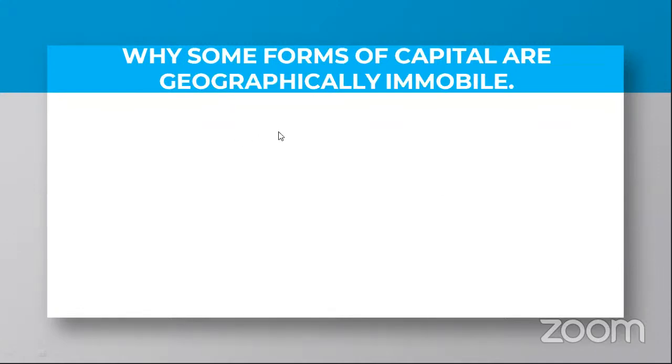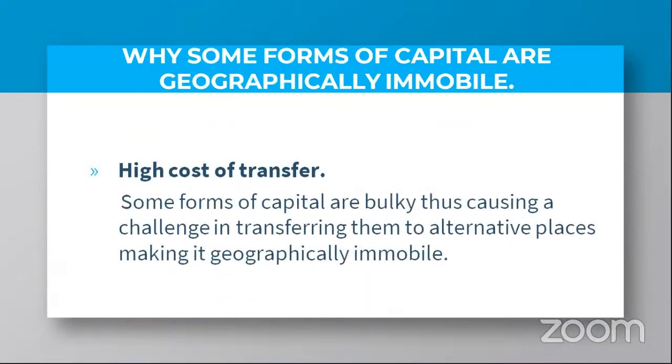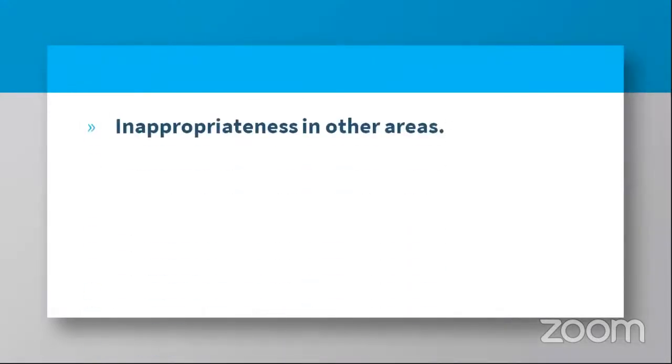Okay, without wasting time, I believe people would like to hear from this side. Now, there is this point here. High cost of transfer. The moment costs are too high of transferring capital, then that capital becomes immobile. And here is our explanation: some forms of capital are bulky, thus causing a challenge in transferring them to alternative places, making it geographically immobile. So we are looking at the cost of transferring, and some capital, we've said, is bulky and cannot easily be moved from one place to the other.